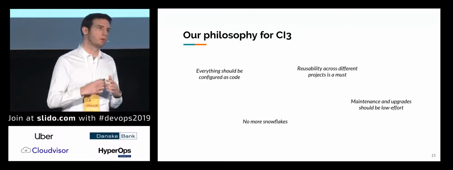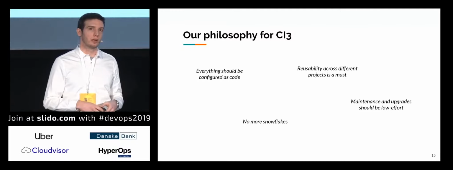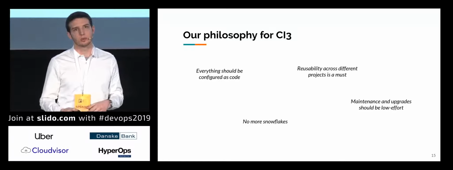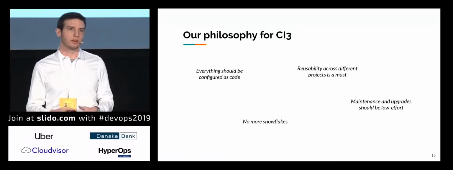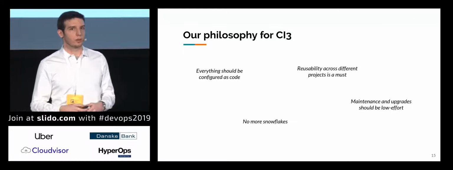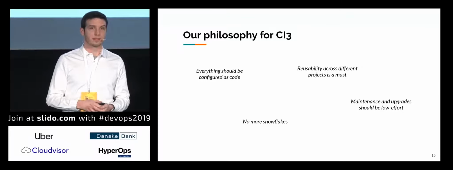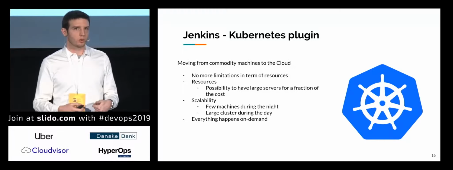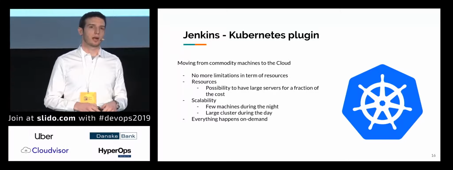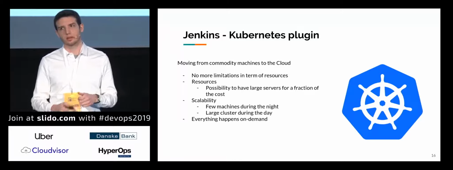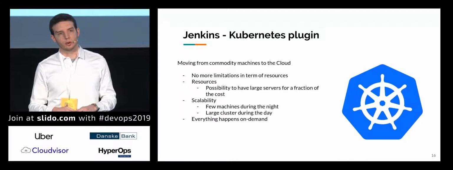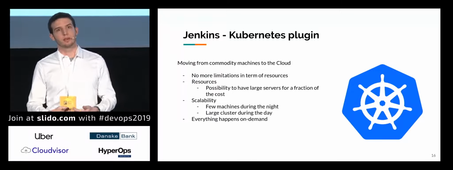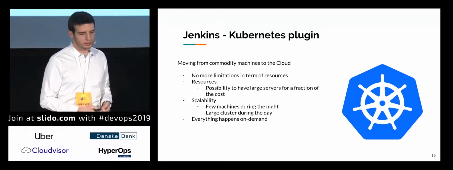Before, with CI2 and before, this would take really a long time. Testing all the possible corner cases and use cases was becoming really, really difficult. And this is why we also focused on maintenance and upgrades. So we started, as I said, working with Kubernetes and our cloud provider, Google Cloud. Jenkins started offering this plugin called the Kubernetes plugin that basically integrates Kubernetes with Jenkins, or better, Jenkins with Kubernetes.